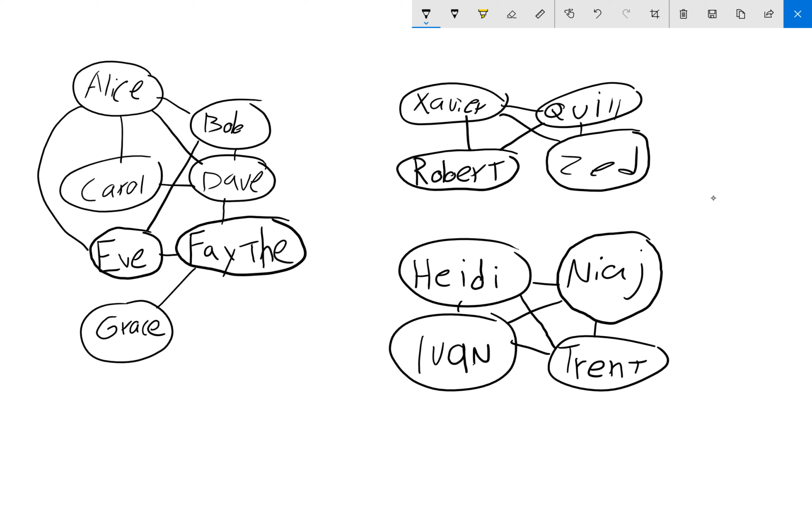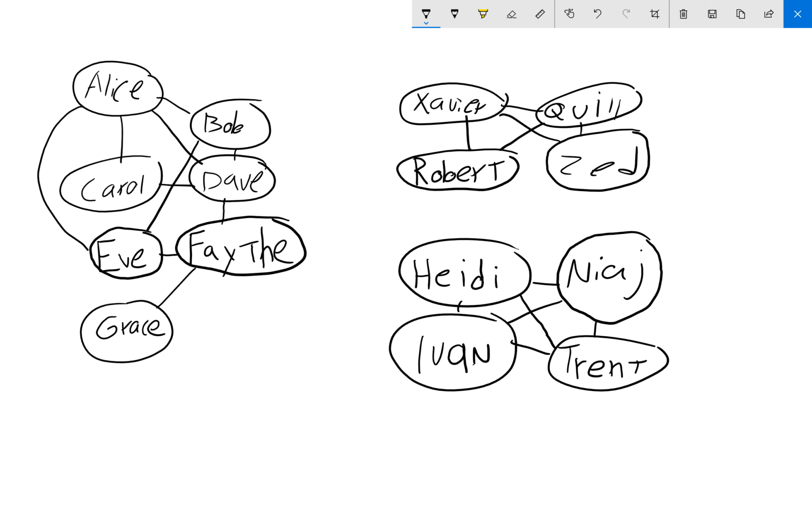If you look at this other graph here, there aren't any suggestions that we can make between Heidi, Niaj, Ivan, and Trent because they're all already friends and they don't have any friends in common that they aren't already friends with. So this group being K complete doesn't have any common friends that we can actually suggest.